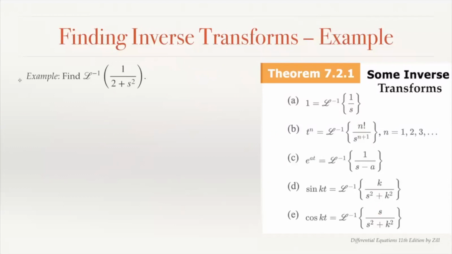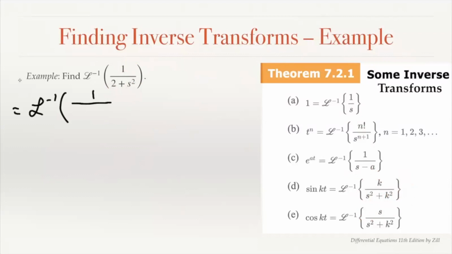If you think it looks like sine of kt, you are right. K is a constant. So this is a constant over s squared plus something squared. It looks something like that. So we'll manipulate this and make it look increasingly like that.